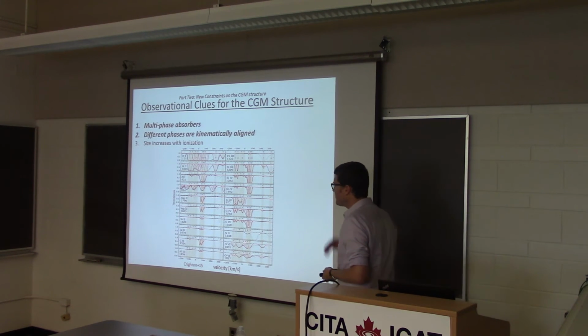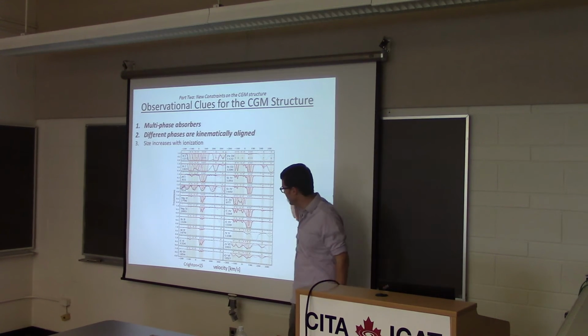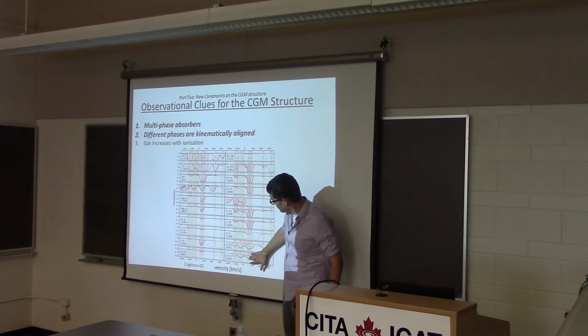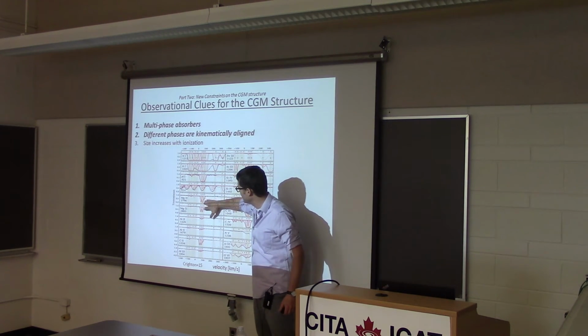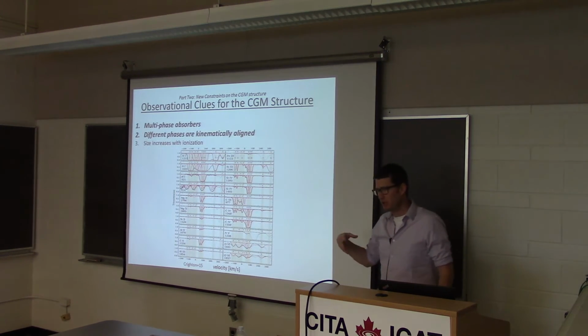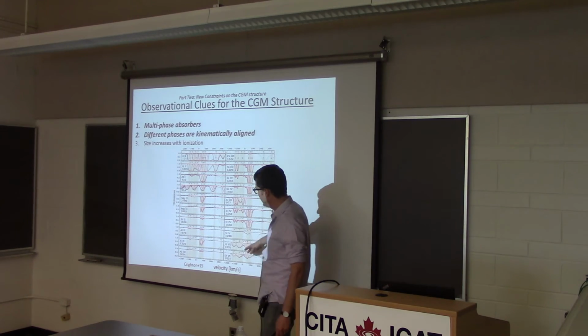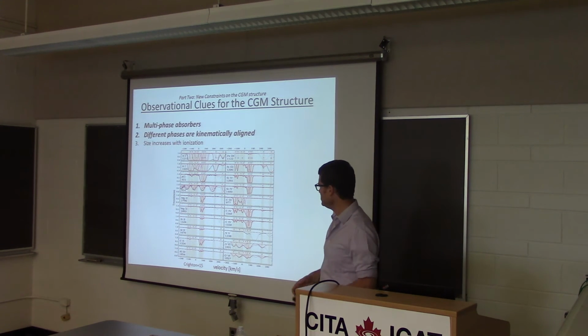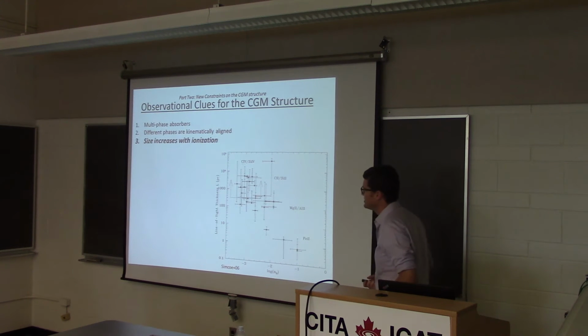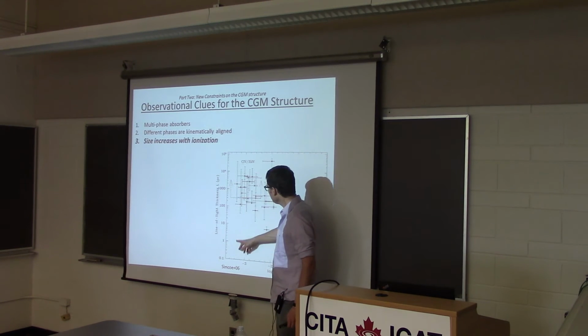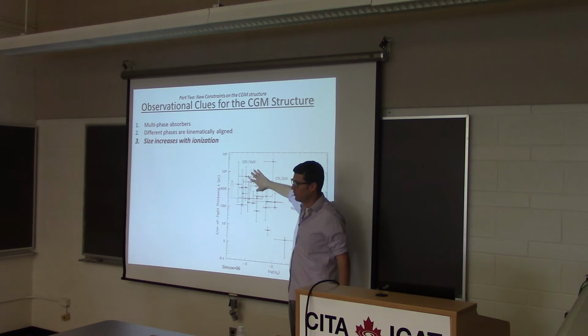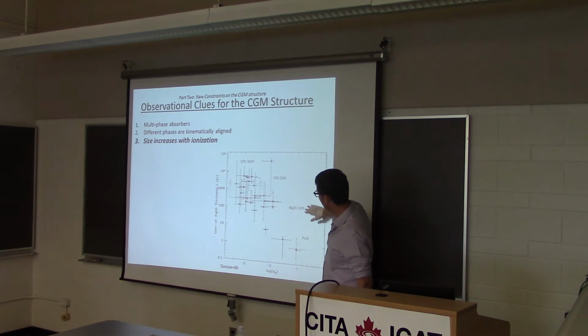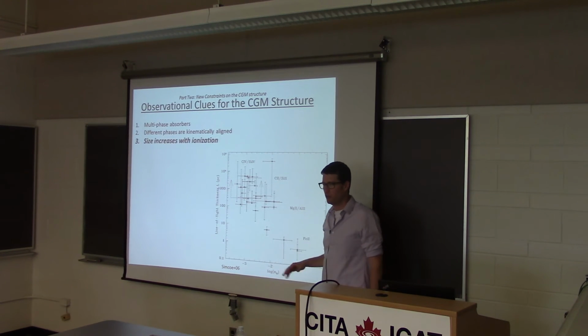Another thing that you can see is that the different phases are kinematically aligned. You can see that where the O6 has a trough, even magnesium-2 has a trough at the same velocities. So there seems to be some correlation. It's not a perfect correlation between the kinematics of the highly ionized phases and the lowly ionized phases. That's the second clue. And the third clue is that the size of the cloud tends to increase with ionization level. This is a measurement by Rob Simcoe. You can see that the sizes of carbon-4 and silicon-4 tend to be around 1 kiloparsec, while the sizes of the clouds of iron-2 and magnesium-2 tend to be tens of parsecs.